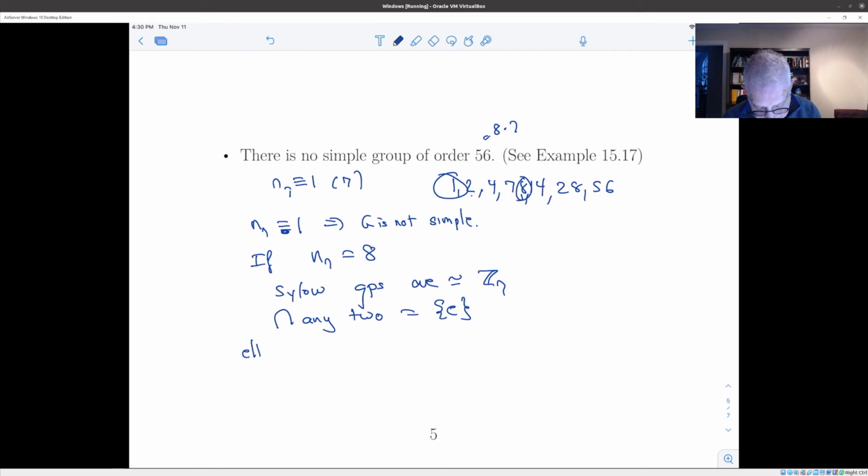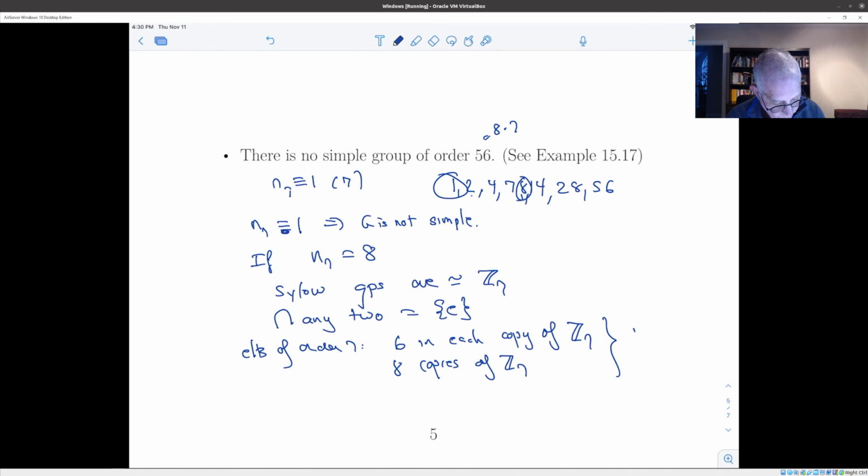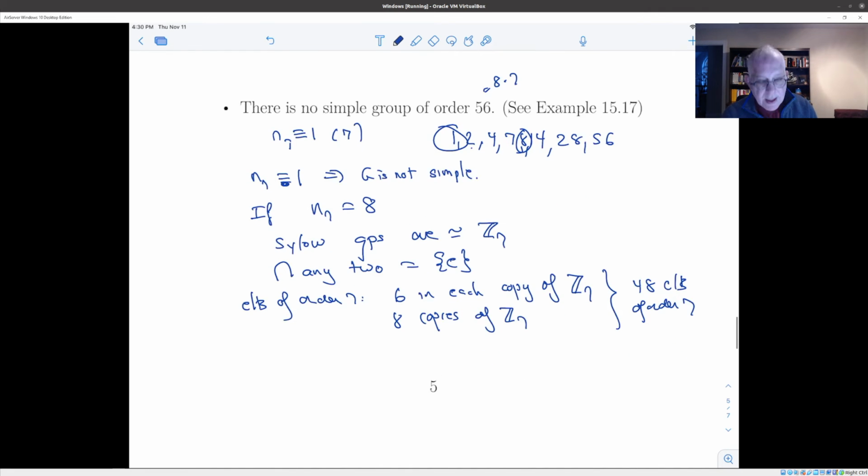So the elements of order 7: there are 6 in each copy of Z7, 8 copies of Z7, a total of 48 elements of order 7. And in addition, there's the identity element, one element of order 1. So what's left? We've accounted for 49 elements. 56 minus 49 is 7.